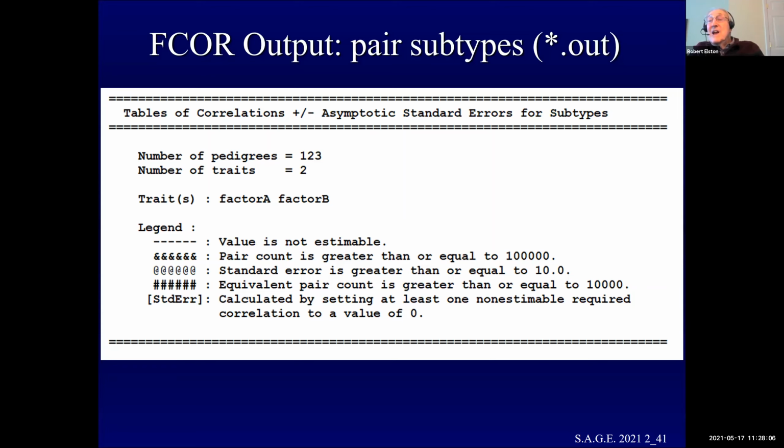And the standard error is calculated by setting at least one non-estimable required correlation to a value of 0. And notice it's in brackets. That's how you know that it did actually set to 0 something that couldn't be estimated.